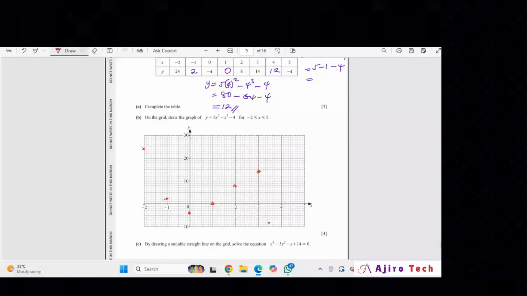Then when it is 4, it's 12. 12 is here. We're coming down now. When it is 5, it's minus 4. Minus 4 is here. So you are going to join these points up.